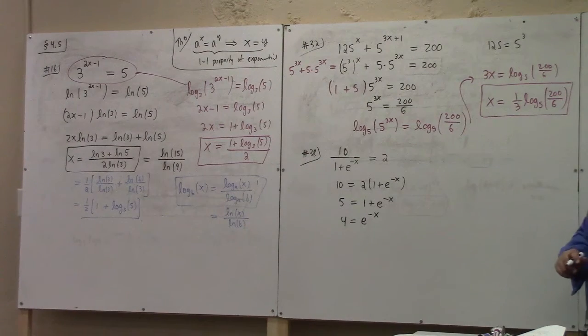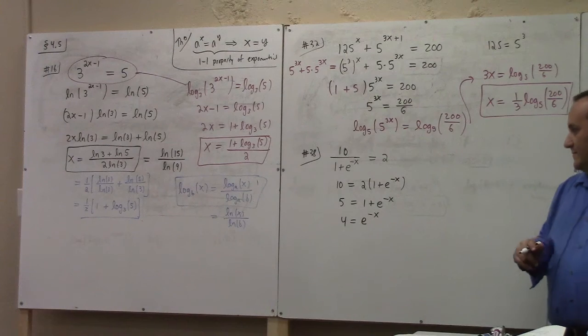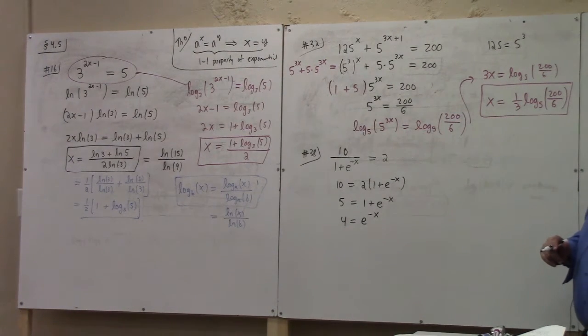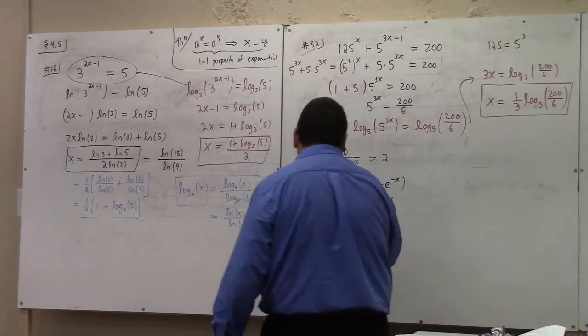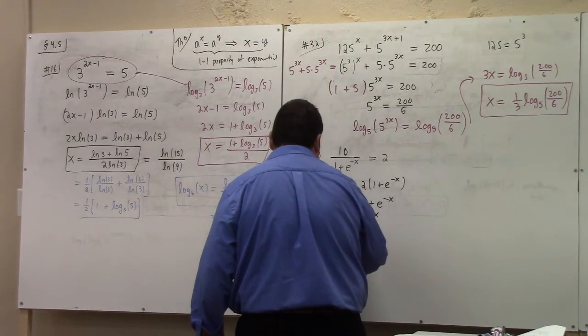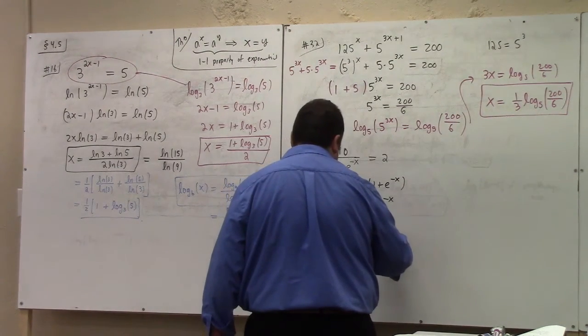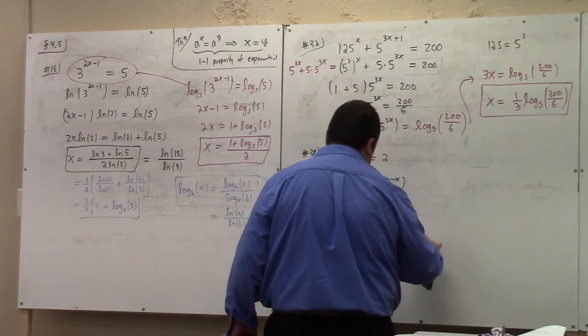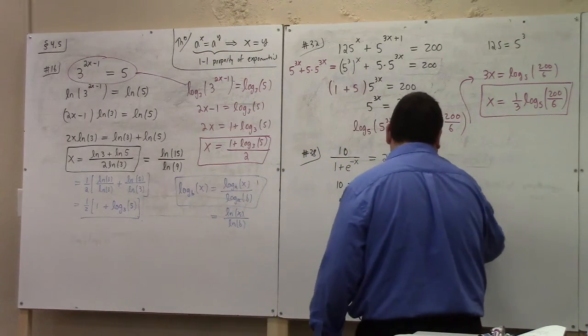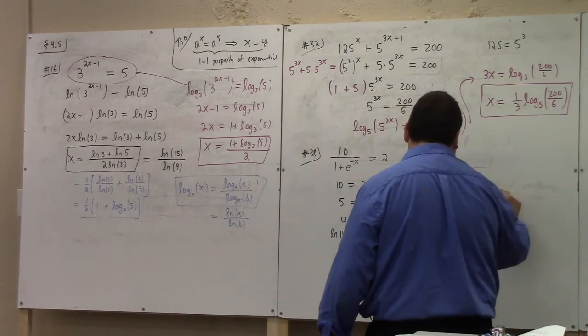Which log? We got choices. Log base 10, log base e, log... So this one, we should take the natural log. So natural log of 4 is natural log of e to the minus x. What's the natural log of e to the minus x? Yes, minus x again. So x equals minus the natural log of 4.